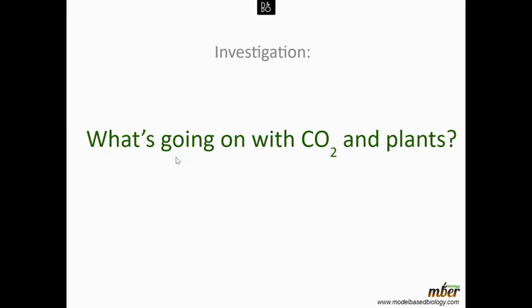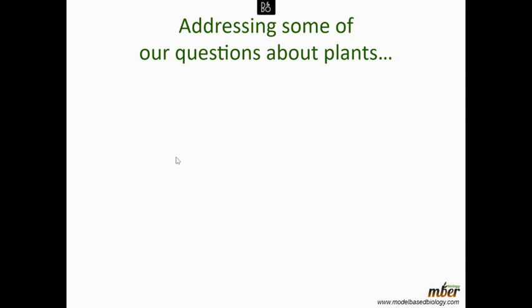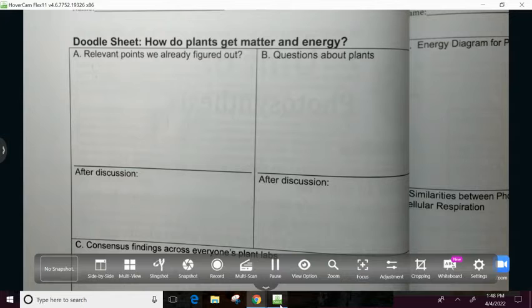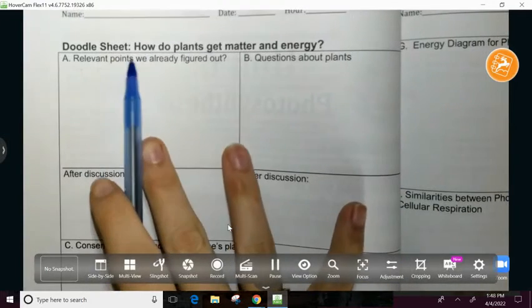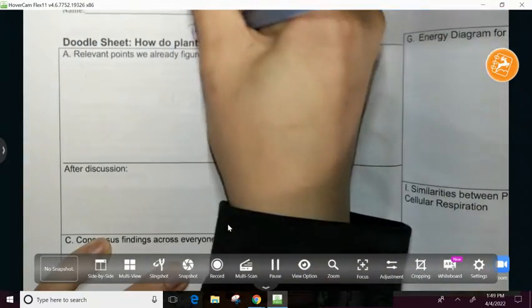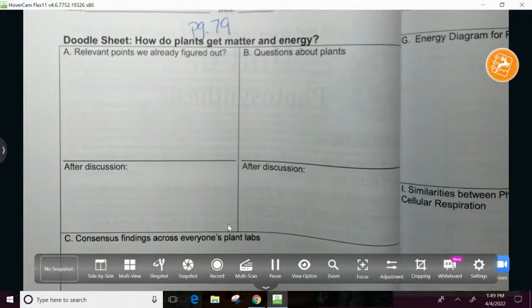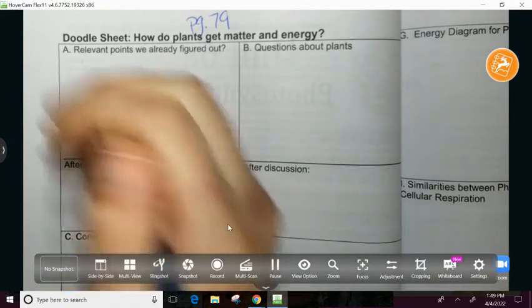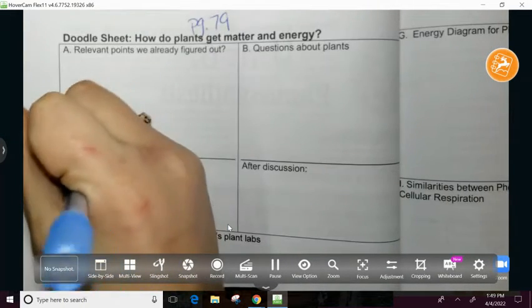With what's going on with carbon dioxide in plants, we did a Gizmo as an introduction. This should address some of our questions about plants, but let's first write those down. Our question that we're looking at is, how do plants get matter and energy? This is on page 79. Some things that we've already figured out, things you should know from the Gizmo or previous knowledge, is that plants give out oxygen.